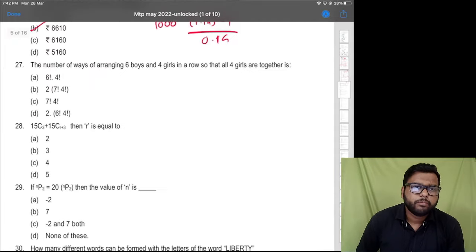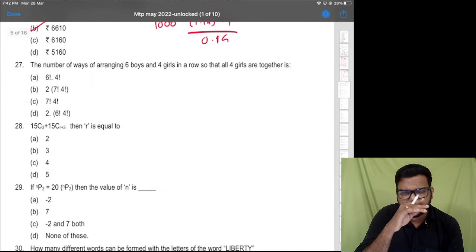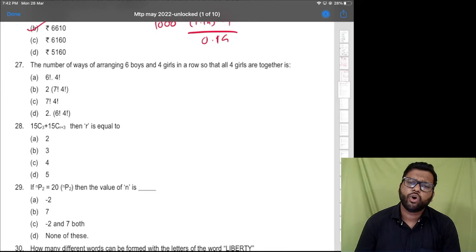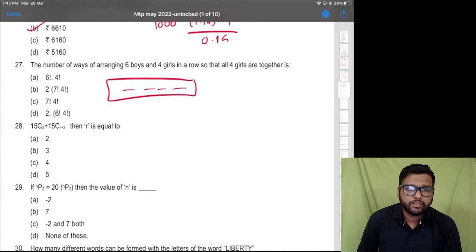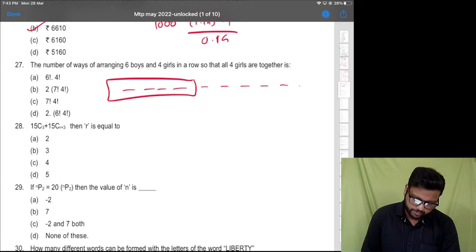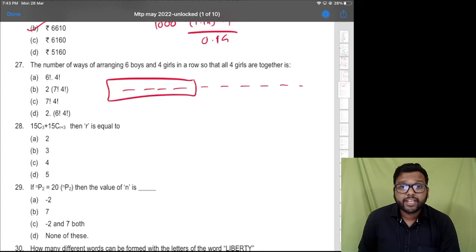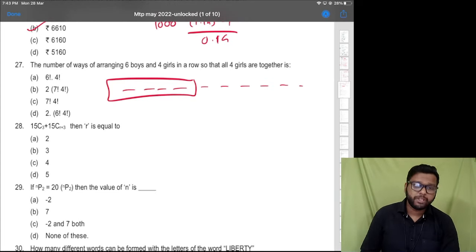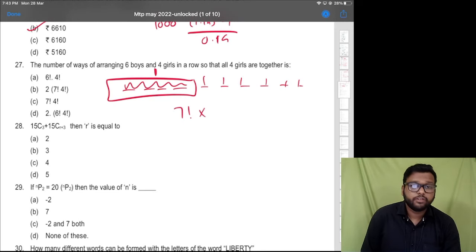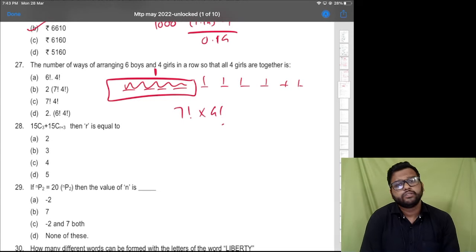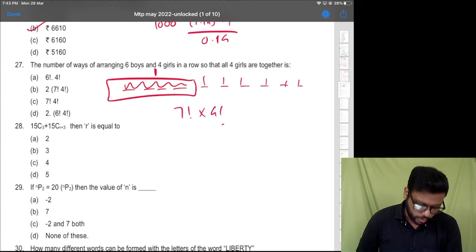Now TVM is done. Permutations. Number of ways of arranging 6 boys and 4 girls in a row, so that all 4 girls are together. 1, 2, 3, 4. Let's make a box of those girls, and there are 6 boys. 1, 2, 3, 4, 5, 6. Consider that box as one person. So there are how many persons? 1, 2, 3, 4, 5, 6, 7. 7 persons. And within this box, we can arrange them in 4 factorial ways because there are 4 girls in that. So 7 factorial into 4 factorial is the answer, option C.